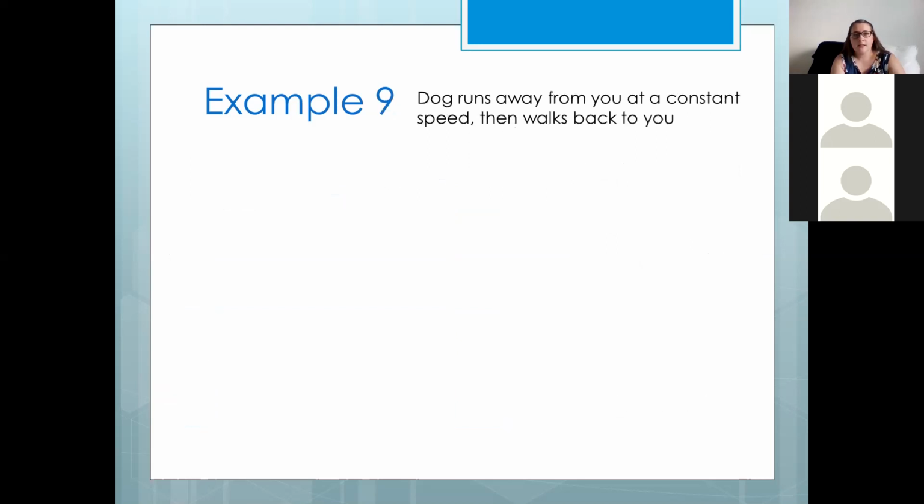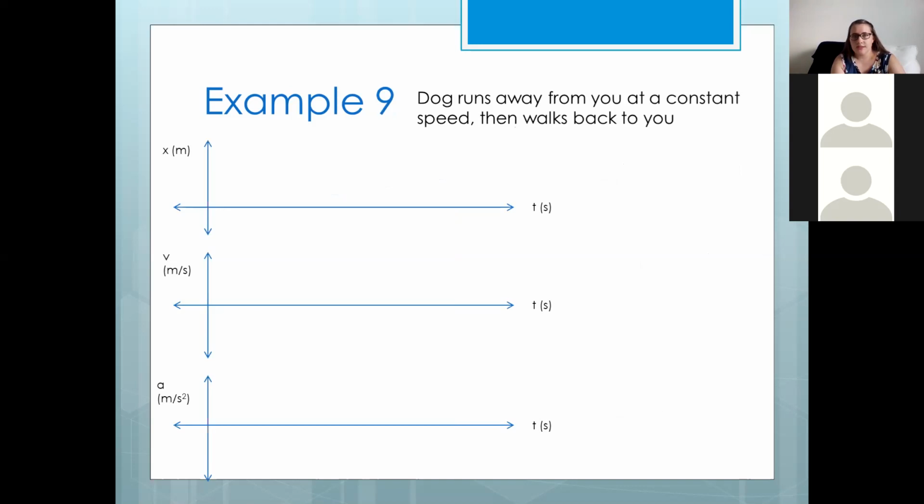Next example: a dog runs away from you at a constant speed, then walks back to you. Again, here's our stack of graphs. The dog is running away from you, so that's a pretty steep part of our position curve because he's changing his position very quickly. Then the dog is walking back to you, so the slope is not as steep there, because he doesn't cover as much distance each second as he's walking back to you.